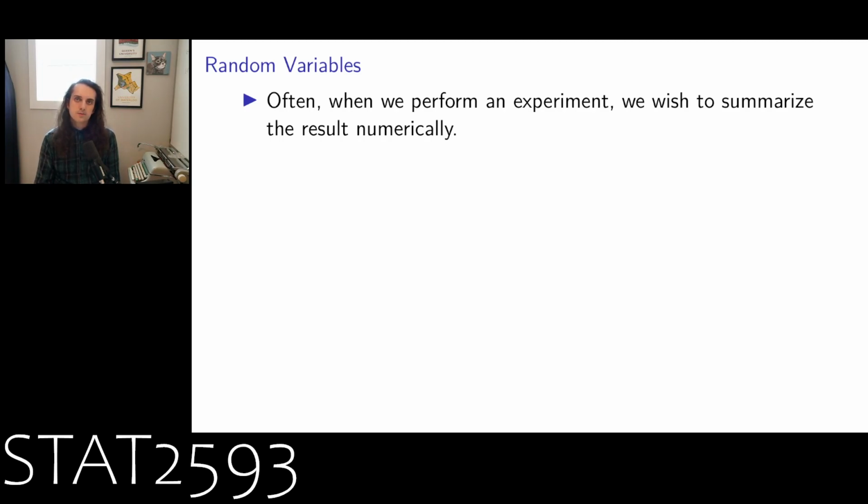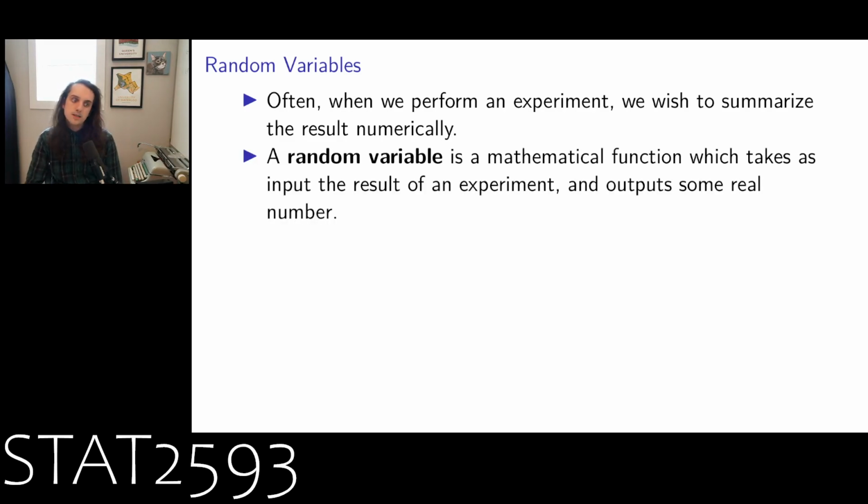With random variables, we're trying to make our lives easier than dealing with the abstract sample space. And so often we want to summarize these results numerically. And a random variable is just a mathematical function that takes in the input from our experiment and maps that to some real number, right? So we could take the input of our experiment as being the sequence of heads and tails on 10 flips of the coin, and a random variable might be how many of those times were there heads.